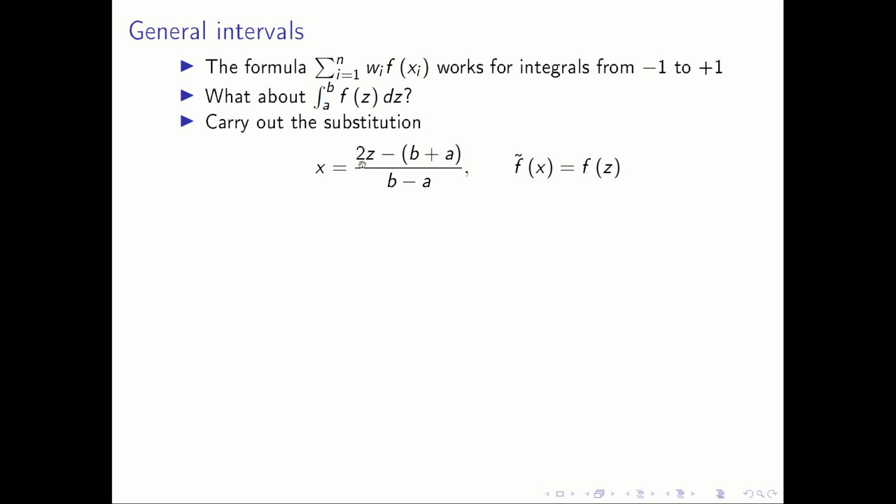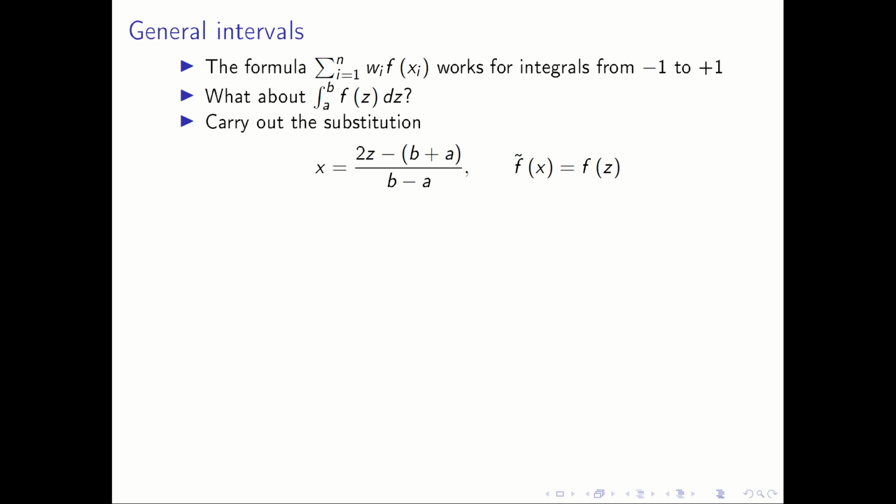If you do this particular substitution, you can note that when z is b, the upper limit, x becomes (2b - (b + a)) / (b - a), which is (b - a) / (b - a), that's x becomes +1. At the lower limit, z equal to a, x becomes (2a - (b + a)) / (b - a), that is (a - b) / (b - a), that's -1. So this is a pretty straightforward linear substitution that will change the interval from a to b into the interval from -1 to +1.